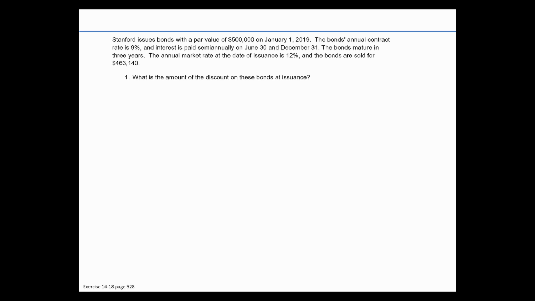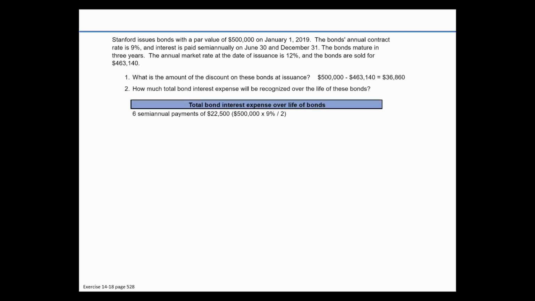So the first thing we want to figure out is the amount of the discount of these bonds at issuance. So again, 500,000 is the par value. That's the amount that would have to be paid back at the end in retirement of the bond. Subtract 463,140. That's the amount that Stanford is receiving at this time. So the amount of the discount on the bonds is 36,860.